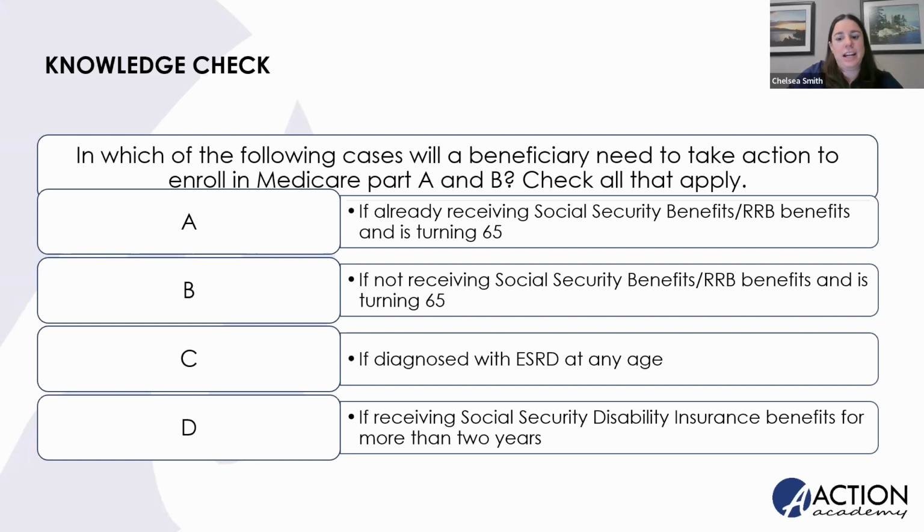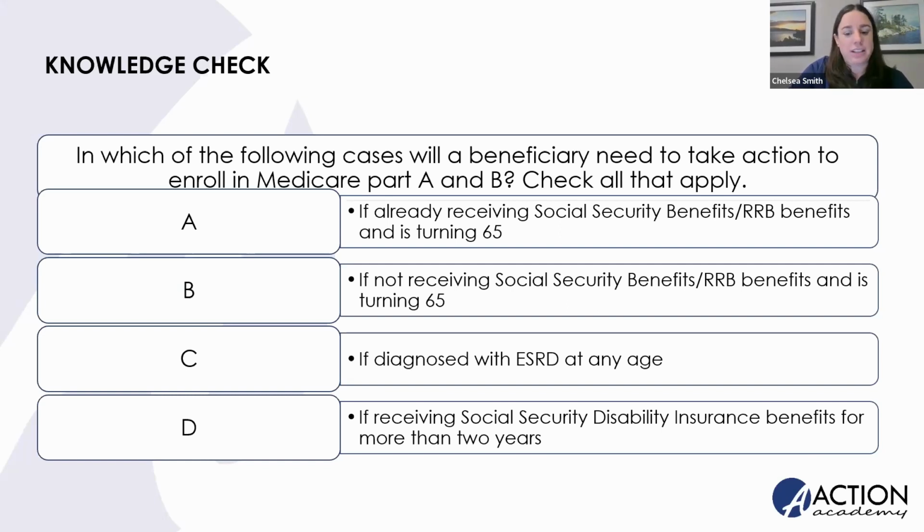Perfect. All right, so this is our first question here. In which of the following cases will a beneficiary need to take action to enroll in Medicare Part A and B? Most of us got the most common reason correct, not receiving Social Security benefits or railroad benefits and turning 65. That is the most common reason that someone would need to enroll in Medicare themselves. But we all slept on that ESRD at any age, right?